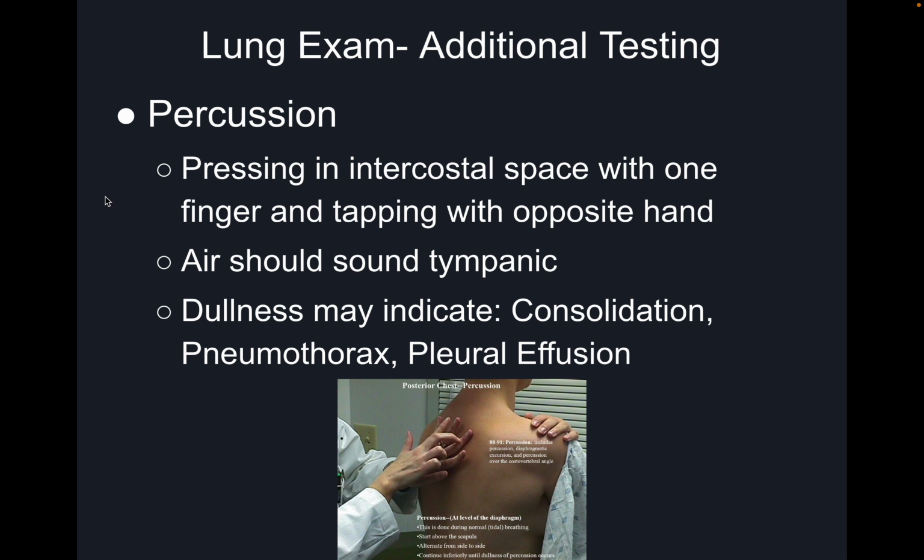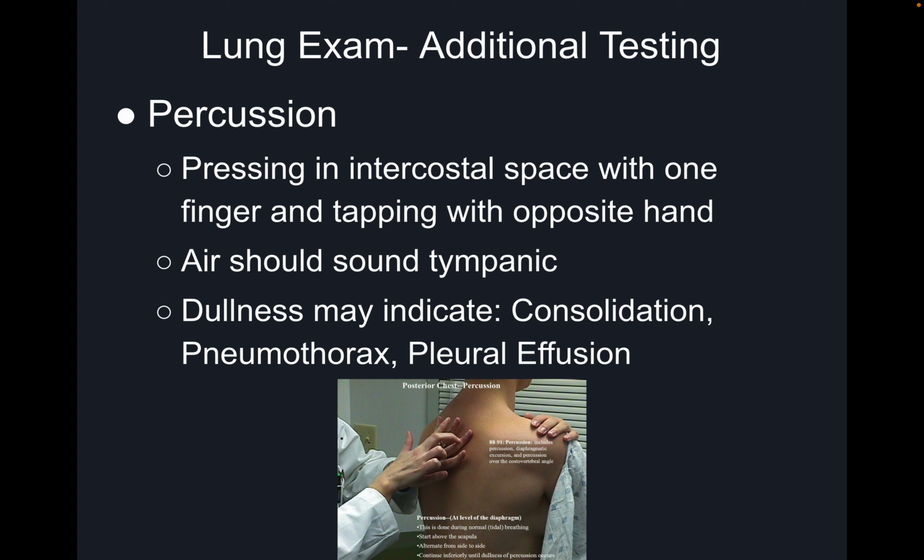And then we can move to some additional testing after our auscultation, which may or may not be necessary, but important to be familiar with in case you do need to use these techniques. One of the first is percussion, which is creating sort of a sound wave by tapping a finger onto the chest in the intercostal space.